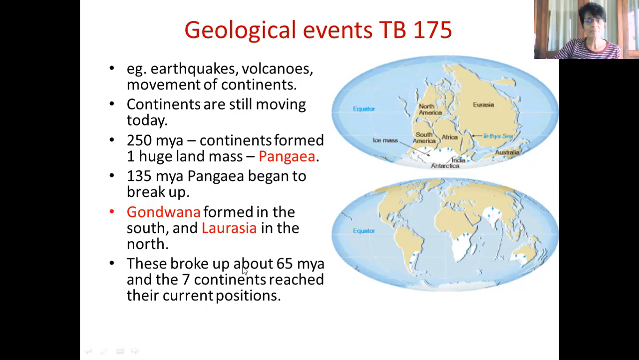And these broke up about 65 million years ago, and eventually you've got the 7 continents that are in their current position. And if you watch the one video, you can see how the continents broke up, and they say that in millions of years in the future they're going to go back to, well, that's what they say. That's what the tectonic plates and research on them has led these scientists to say.